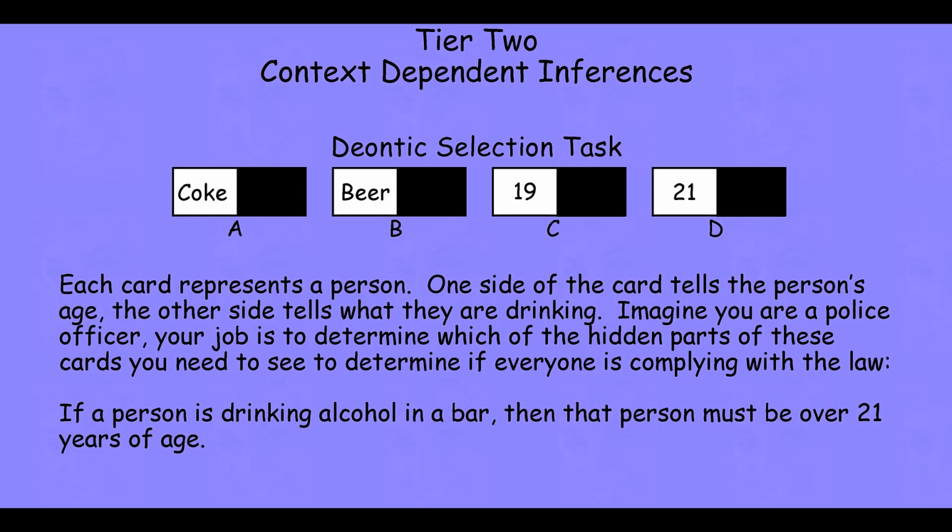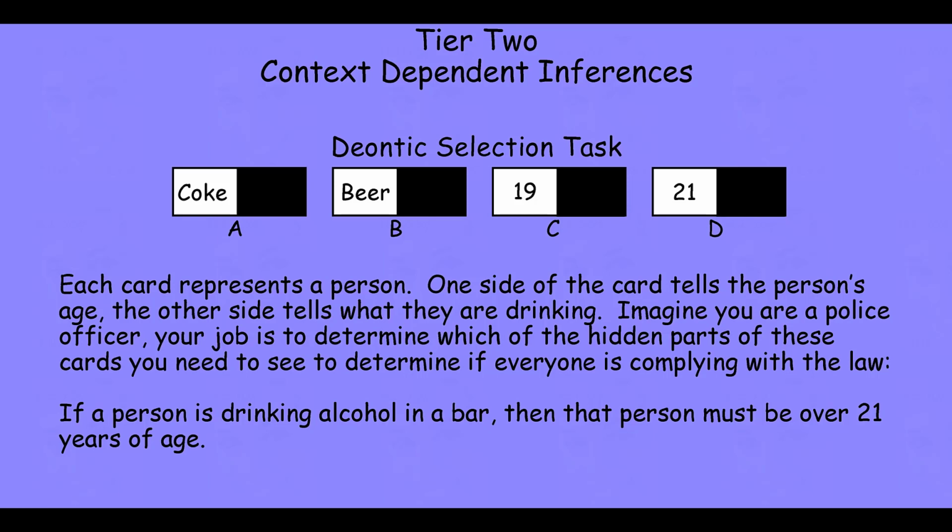Again, let's go through each of the cases individually. So let's start off with card A here. Card A, we see that the person is drinking a Coke, a non-alcoholic beverage. So no matter how old they are, they won't violate our law, because in order to violate our law, they have to be drinking alcohol and they have to be under 21 years of age.